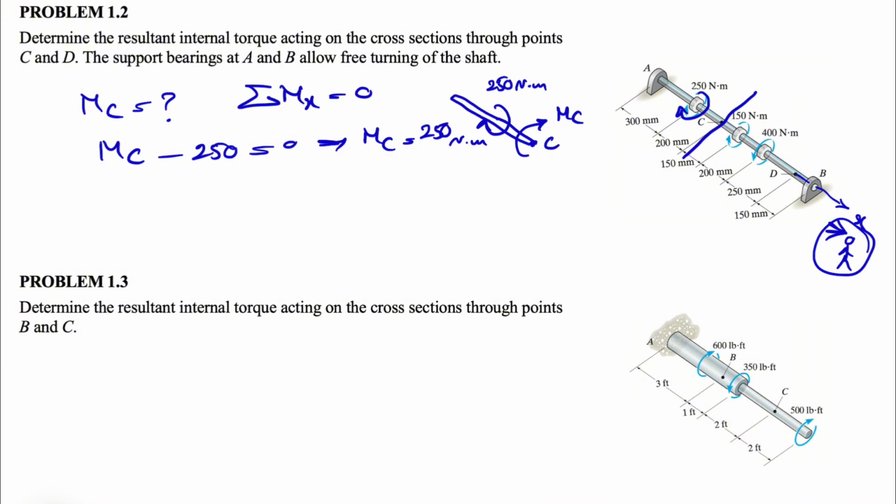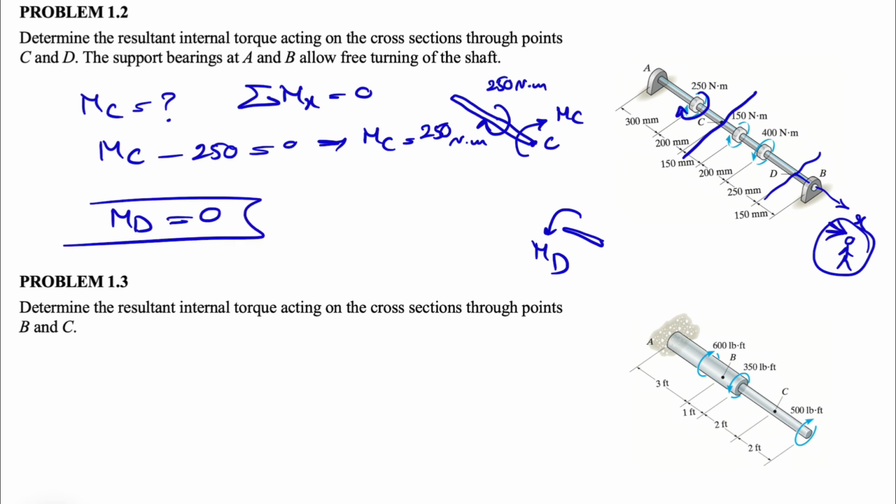So the second part is finding the moment about point D. Again, we can take either the left side or the right side, and it seems that if we go with the right side, we only have this little bar in here. But since there is no other moment or torque to cancel that one out, we can call that one 0. So no moment for point D, and we have a 250 Newton meter moment about point C.